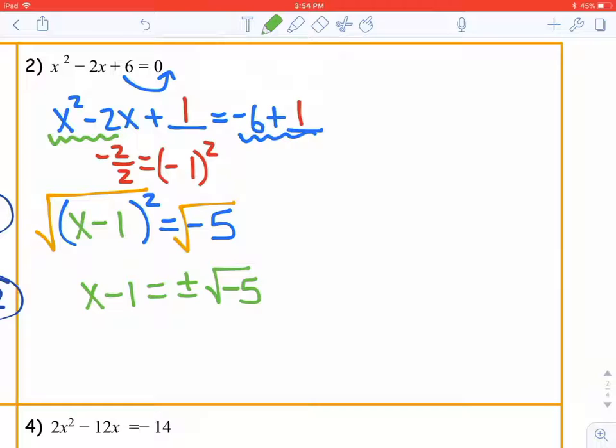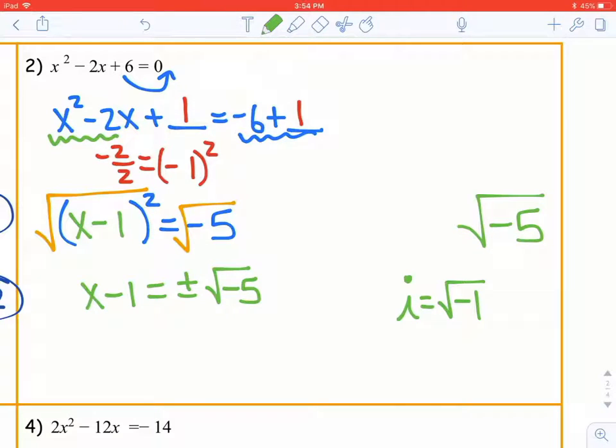Now normally we don't take a square root of a negative number, but now that you're in Math 2, we're going to actually go ahead and move forward with that negative. So we have a little value we call i. Let me introduce you to i. i equals the square root of negative 1.